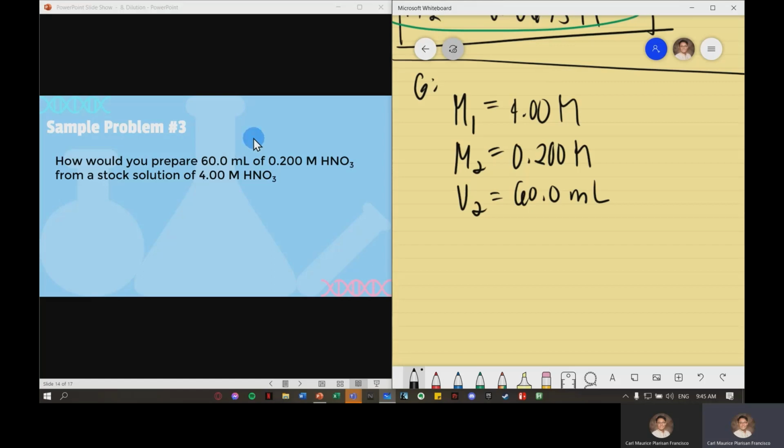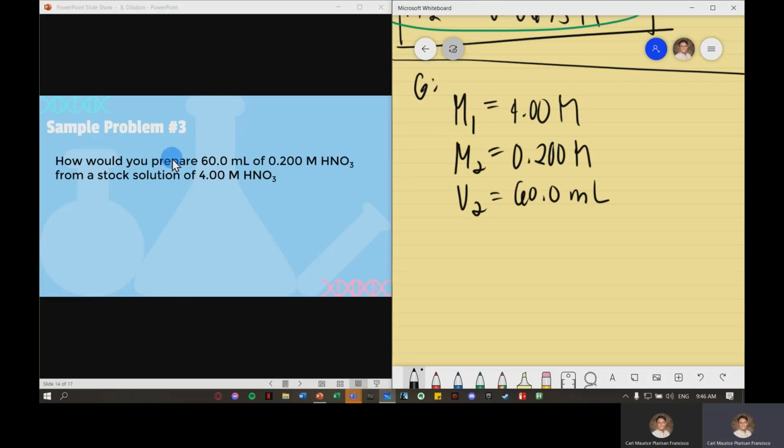Okay, how would you prepare? Ang tanong, paano mo gagawin? Paano ka makakagawa ng 60 ml na 0.200 galing sa stock solution na 4.00? Ayan na yung clue, stock solution of 4 molar. Alalahanin, pag sinabing stock solution, yan laging starting point mo. So stock solution, starting point, M1, 4.00.